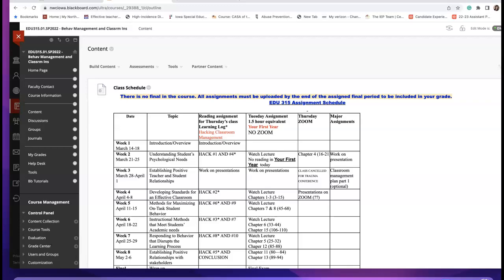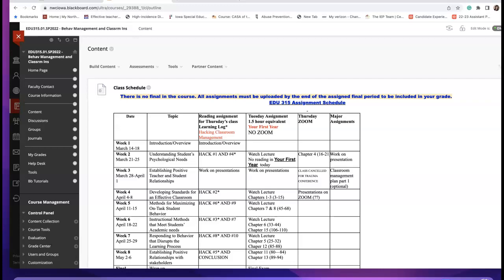Okay, let's start at the class schedule. So for this week, you will do the learning log for hack number 2 in Hacking Classroom Management. Please double check the syllabus for the rubric, which is posted there, about how those are graded. And then we're going to hop right into our lecture for today.